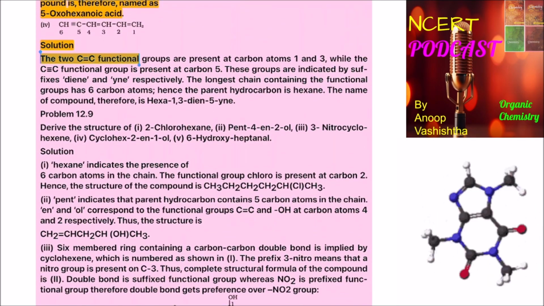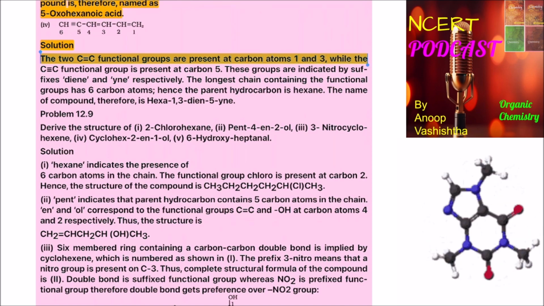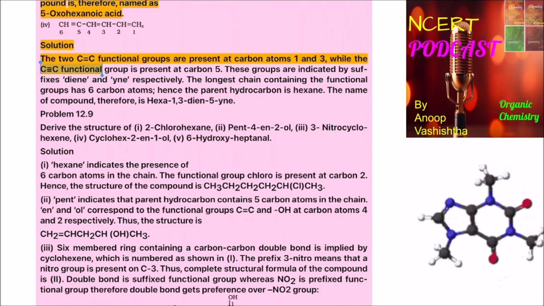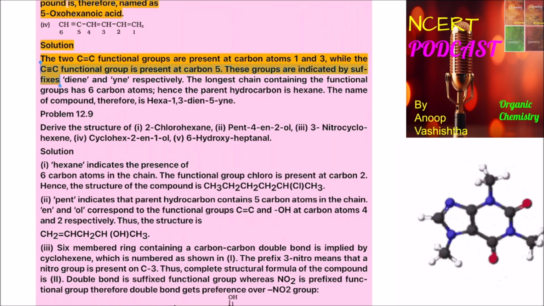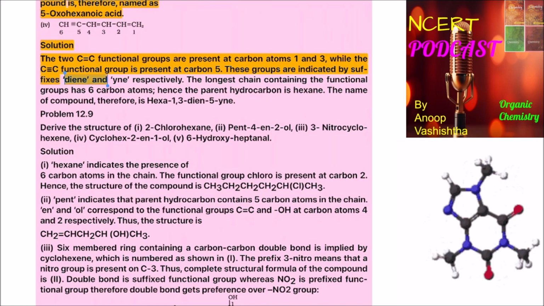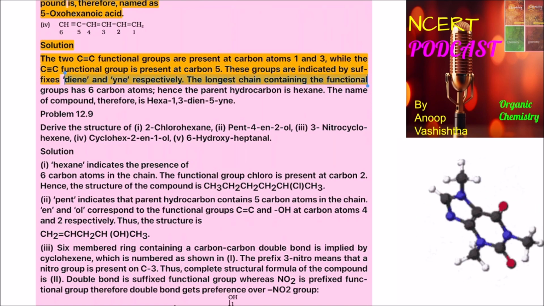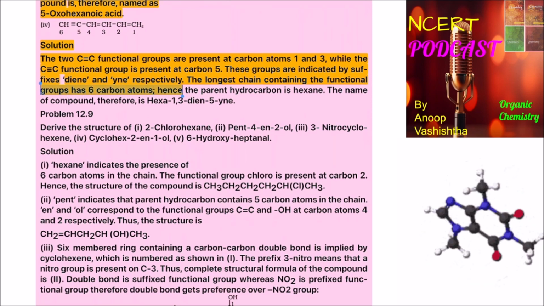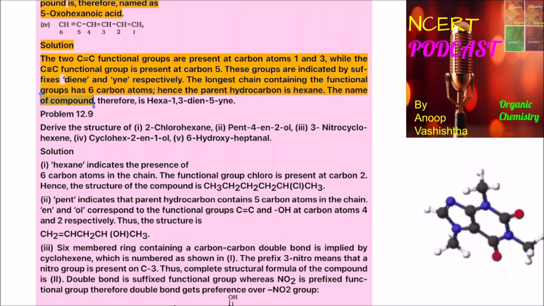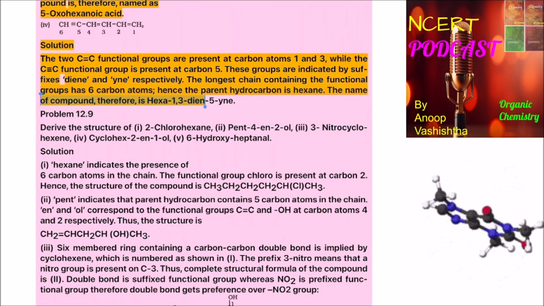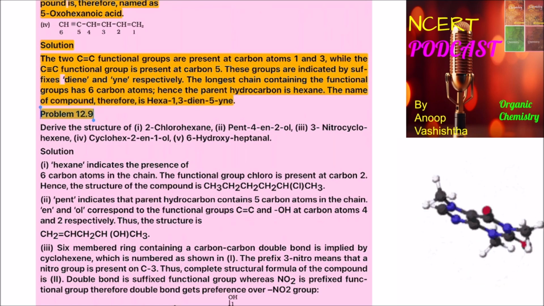The two C=C functional groups are present at carbon atoms 1 and 3, while the C≡C functional group is present at carbon 5. These groups are indicated by suffixes diene and yne respectively. The longest chain containing the functional groups has 6 carbon atoms, hence the parent hydrocarbon is hexane. The name of the compound therefore is hexa-1,3-dien-5-yne.